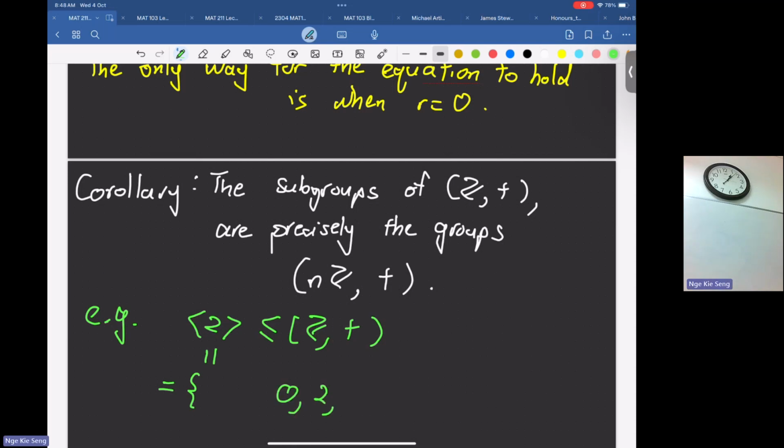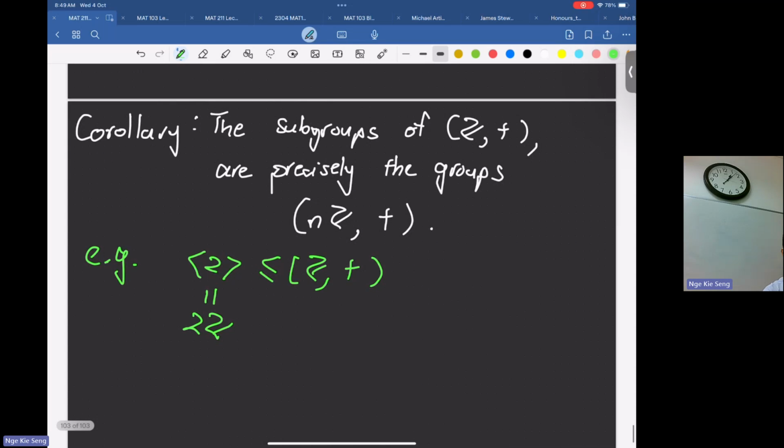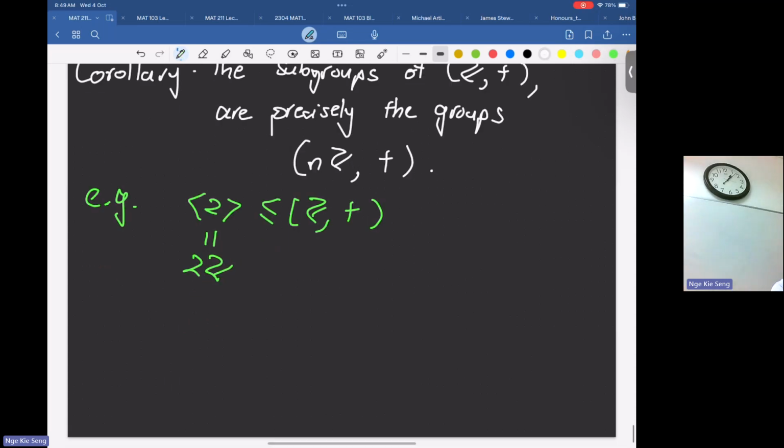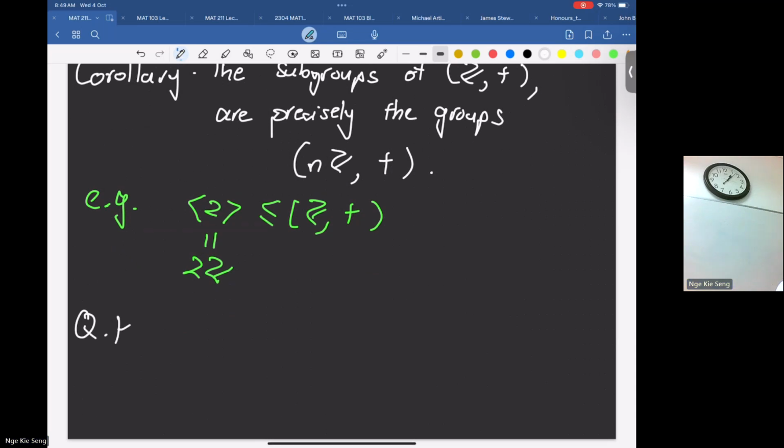0, 2, yeah, even numbers, correct. Good. So I think you are familiar with 2Z, right? Even numbers. Okay, so you can have 3Z, multiples of 3, 4Z, 5Z, and Z. So this is a corollary. One very important question, a very interesting group. So how about this subgroup here?